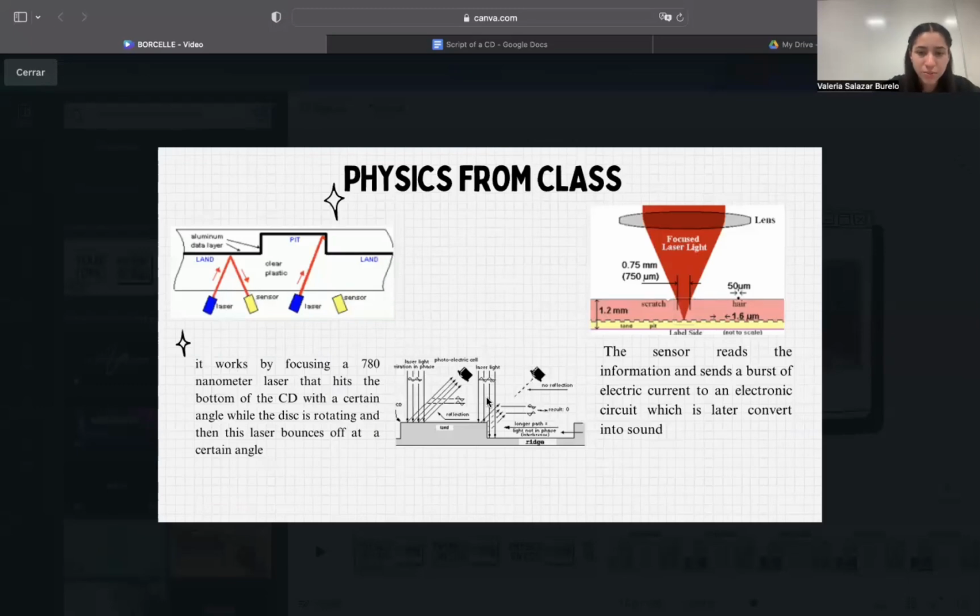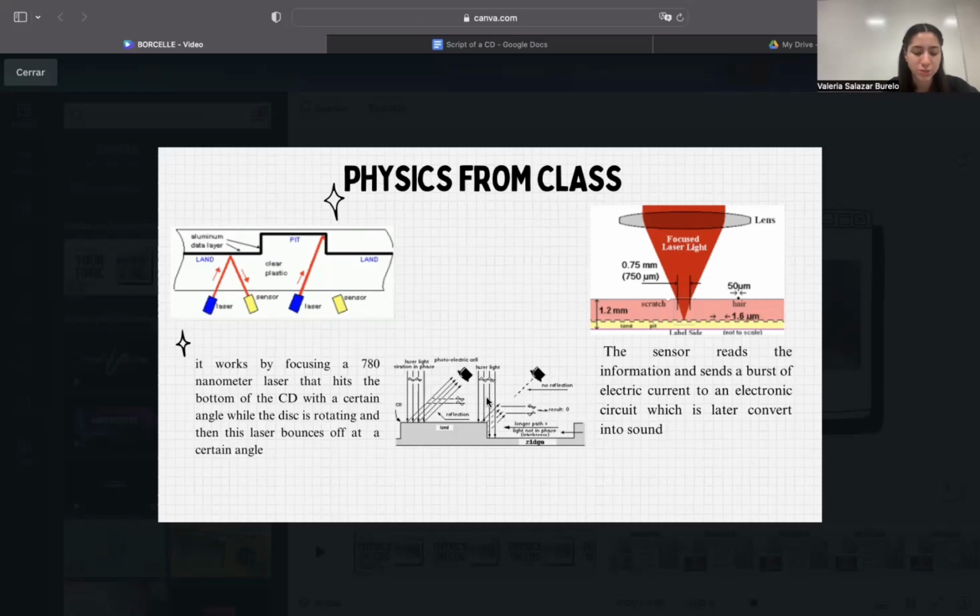So how does the physics from class relate to this? Well, to understand this, we first have to see how it works. The CD is plastic that has an injection of polycarbonate, and this has little bumps that are arranged in the form of a spiral. After this, it's sprayed with aluminum and printed under acrylic.